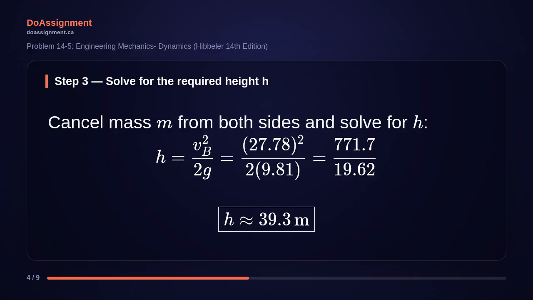Canceling mass and solving for h gives vb squared divided by 2g. Substituting 27.78 meters per second and g equal to 9.81 meters per second squared yields a required height of approximately 39.3 meters.